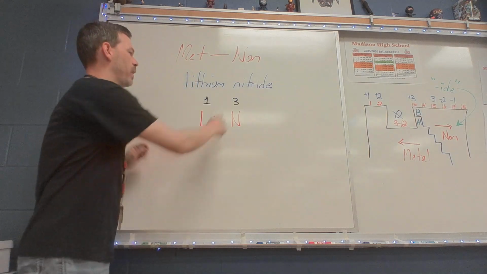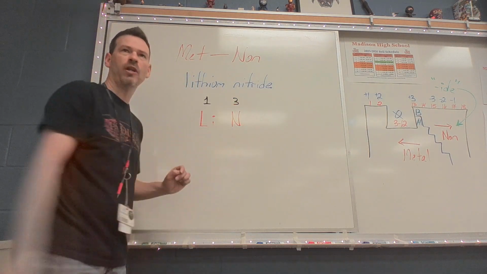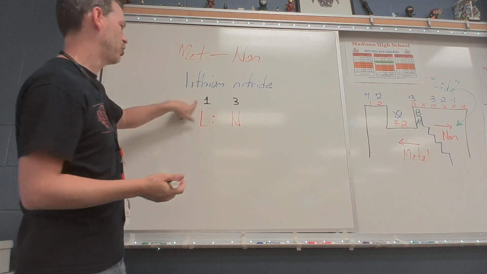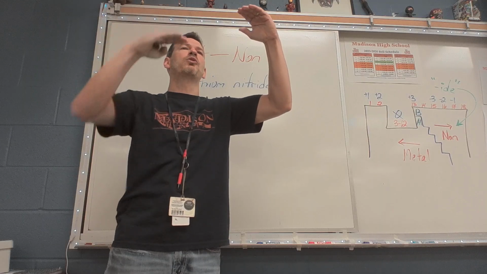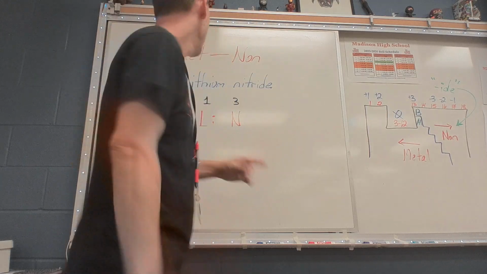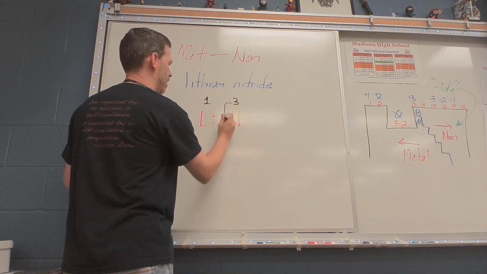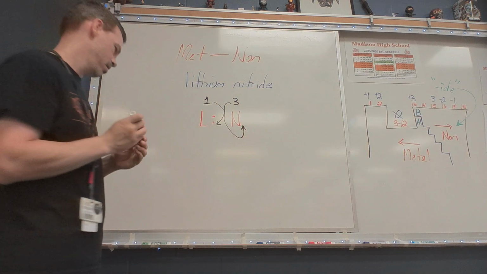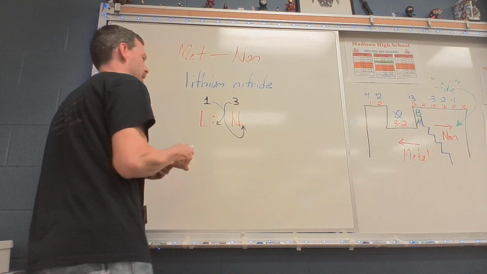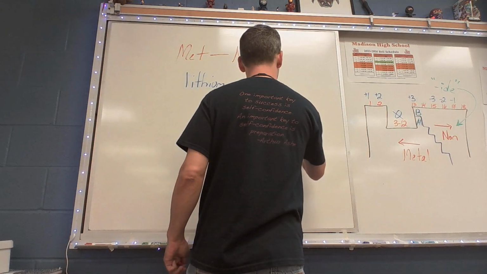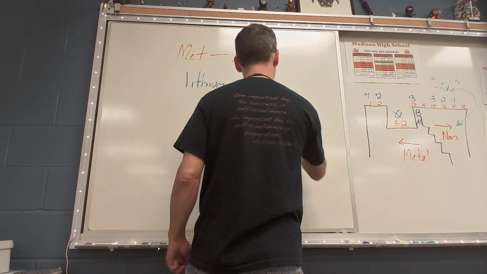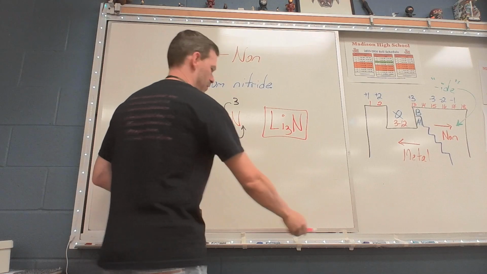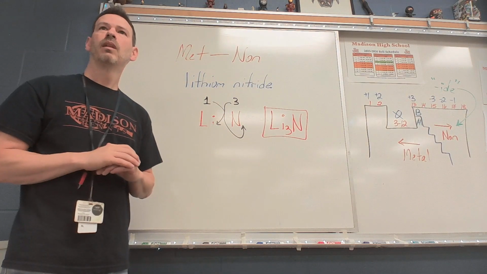What we do is we crisscross these numbers as subscripts, and we reduce them if they can be reduced by each other. So if it was a 2 and a 4, well, a 2 and a 4 can be reduced to a 1 and a 2, right? You could chop them both in half. It doesn't happen here, though. So this 3 will go there. This 1 will go there for a final formula. Lithium nitride.